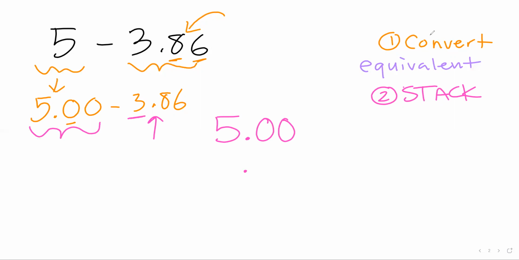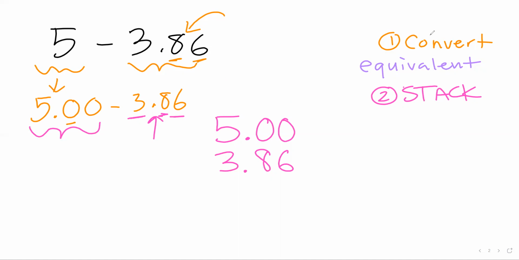And then I can see, okay, in the ones place, there's a 3. So a 3 goes here. Tenths place, I got an 8. And after the 8 is a 6. So everything right here is lined up, right? I have my ones place, my tenths place, and my hundredths place. So those are there and stacked up.